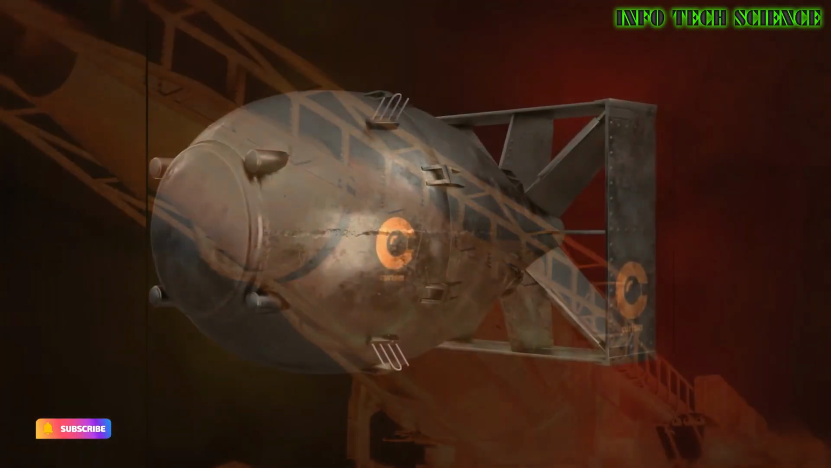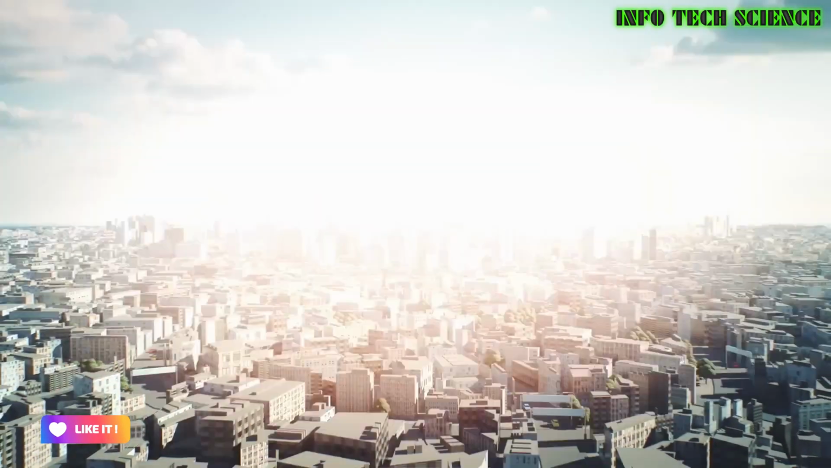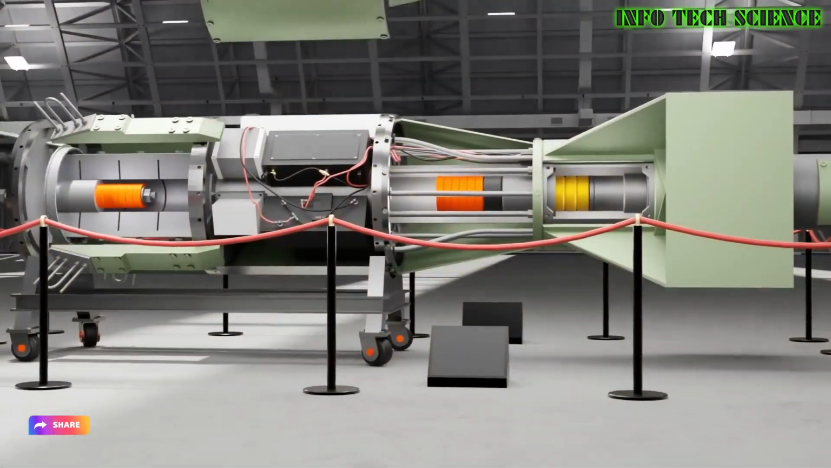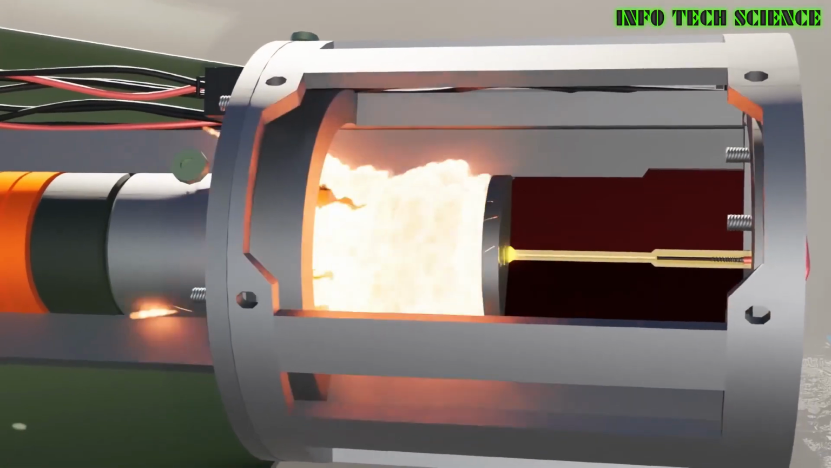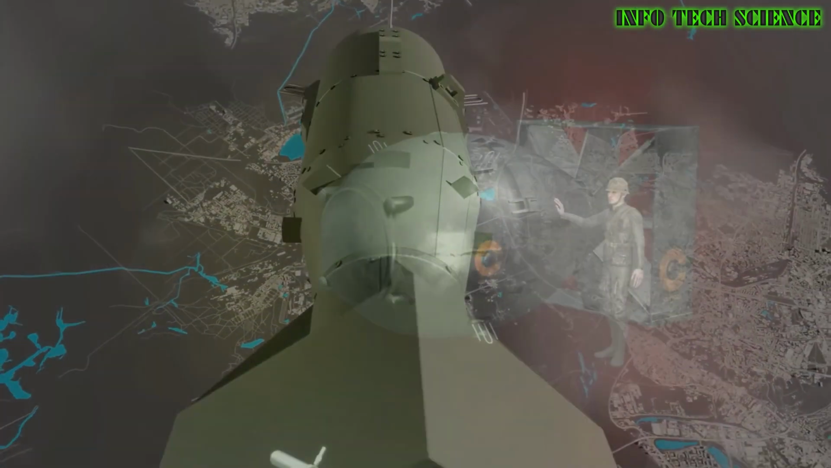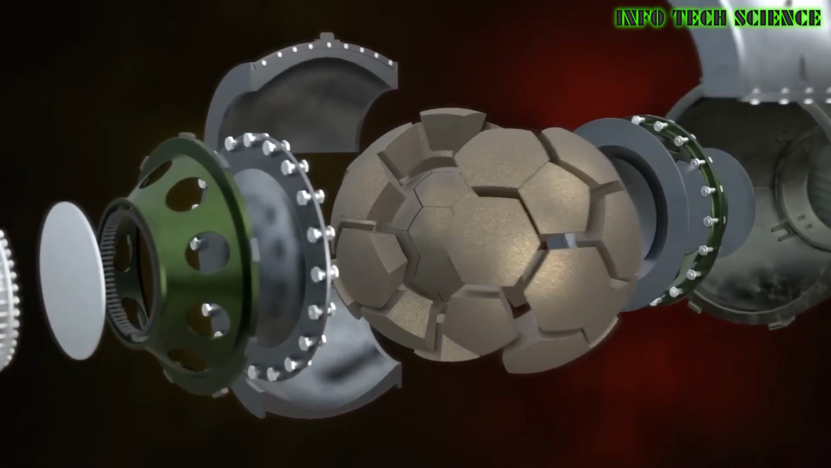Today's topic is atomic bombs, also known as nuclear bombs, which are incredibly powerful weapons that harness the energy of nuclear reactions. Understanding the intricate components that make up these weapons is essential for comprehending their immense destructive capabilities. In this video, we will explore the inner workings of an atomic bomb, shedding light on the various components that contribute to its devastating power.